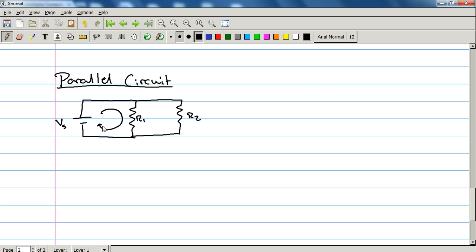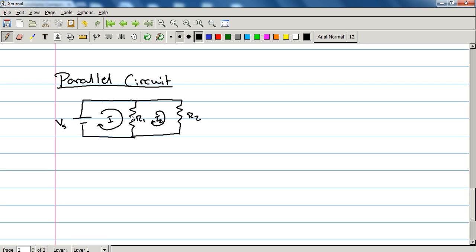We're going to call this one I1. We're going to call this one I2. And before we get to that, there are a few things you should notice. Remember, current has a direction. This is important. Now, this is where you have to make an assumption.